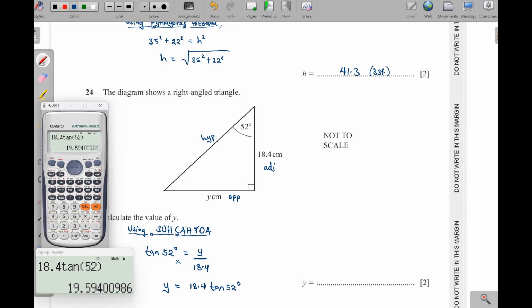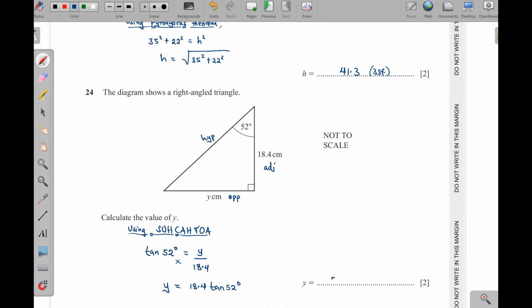So you have to make sure that your calculator is in degrees. Press shift, then mod, and then degrees is option 3. Put it there, then press equals here, and then you get your answer, 23.6. That is 3 significant figures.